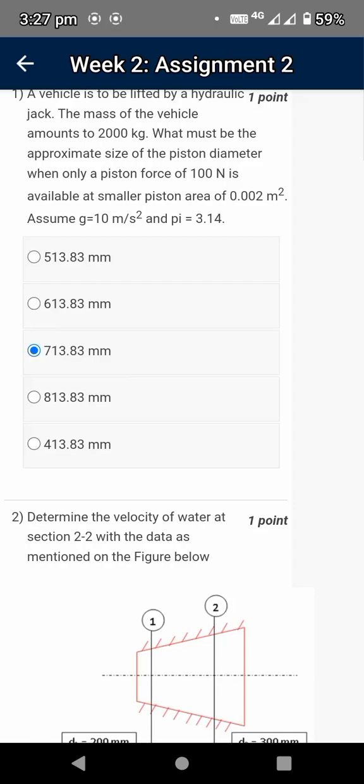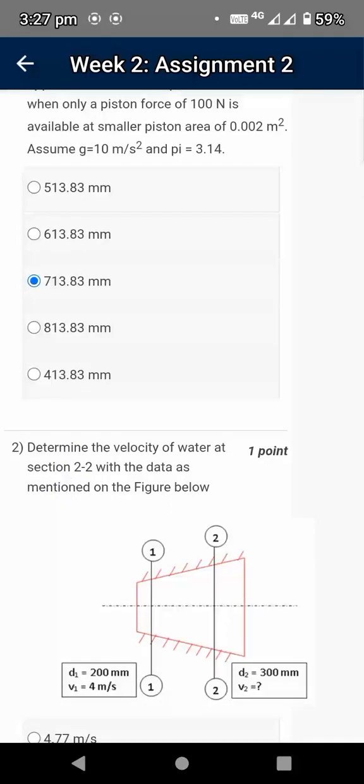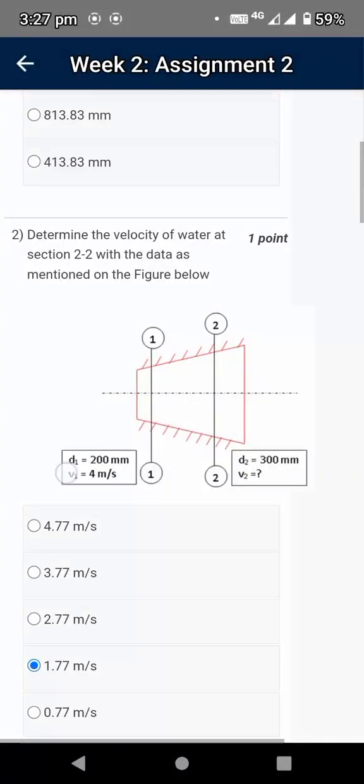Now we apply the A2 formula. A2 is equal to pi by 4 into D2 square, so we can find the D2 value. That value comes to 0.71383 meter. Converting to mm, it is 713.83 mm. So the answer is the third option.